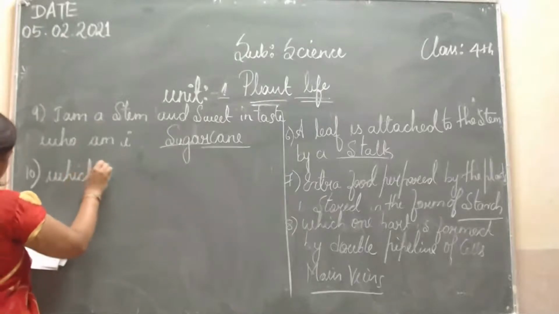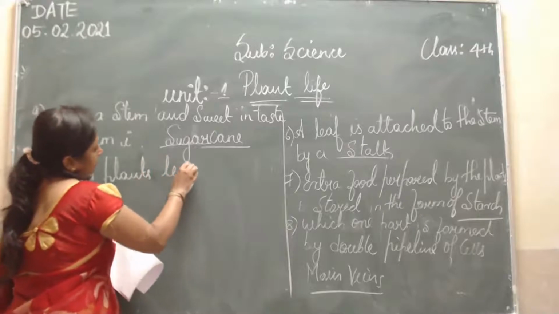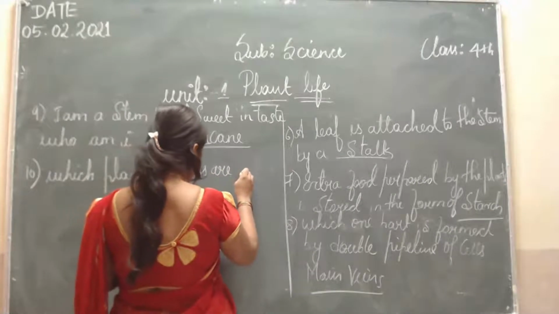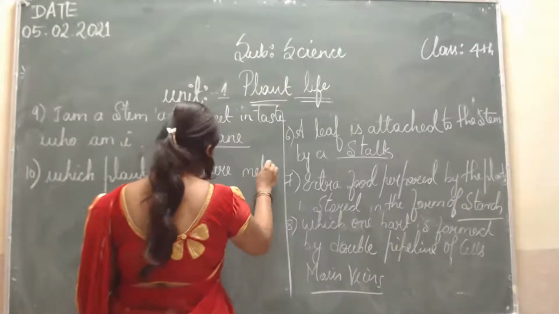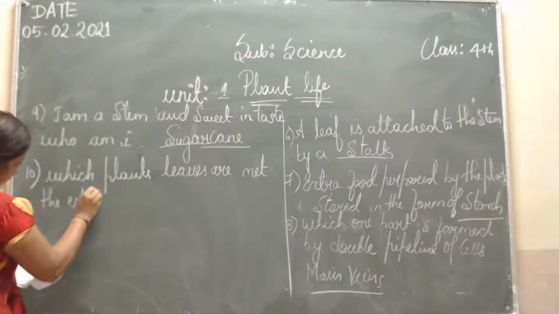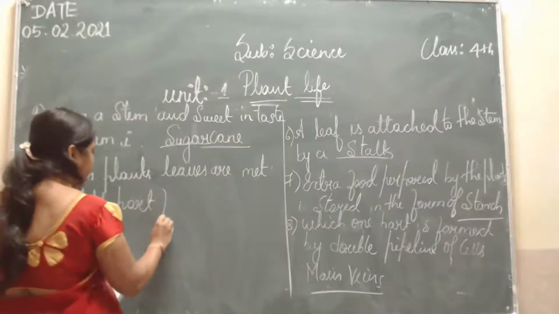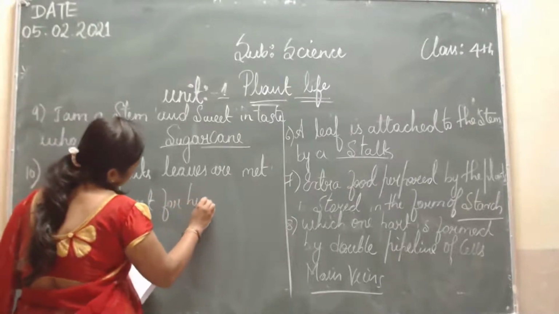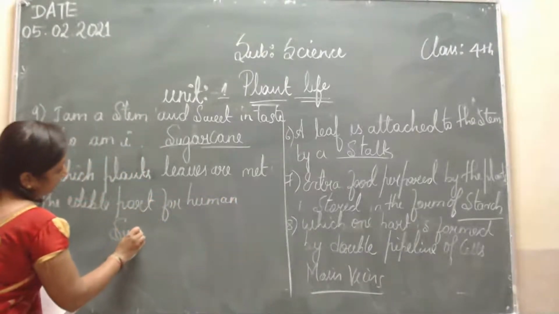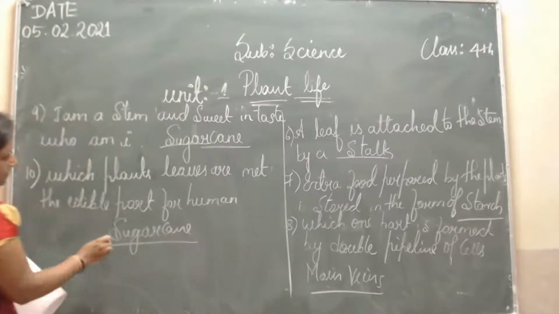Which plant's leaves are meant as the edible part for humans? It is also sugar cane. Sugar cane plant leaves are edible for humans.